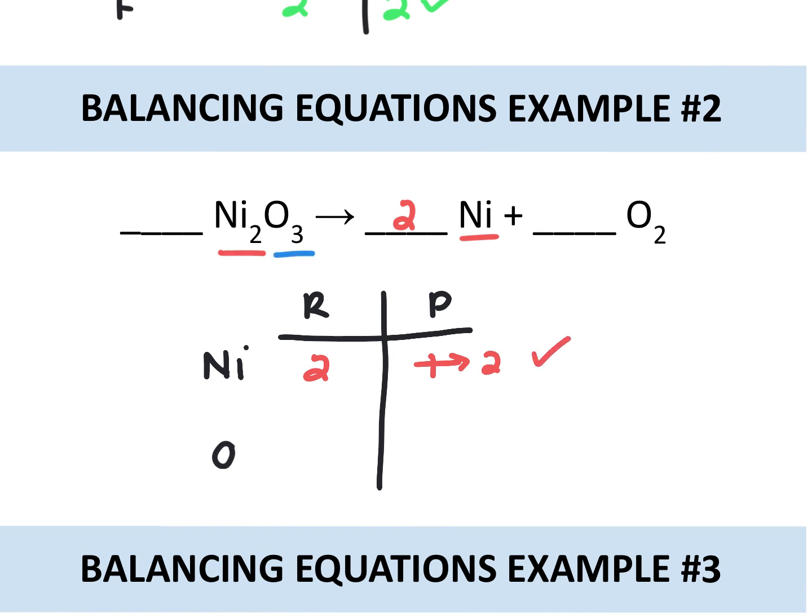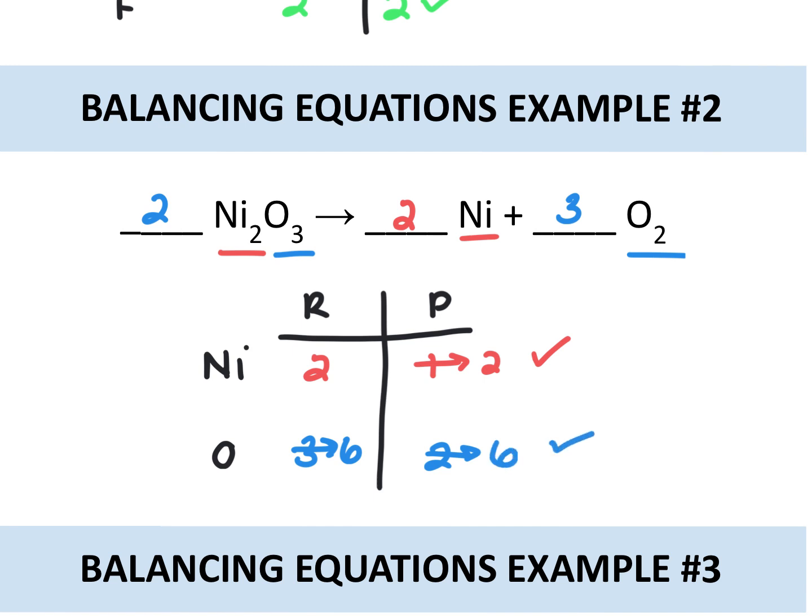Next, I have my O. I have O with a 3 on the reactant side, and on the product side is a 2. Now, this one is a little bit different than before because I'm not multiplying by 1. In this case, 2 cannot go into 3, 3 cannot go into 2, but they can both go into 6. So 3 times 2 on that side will get me to 6. And 2 times 3 will get me to 6. And I am now balanced.